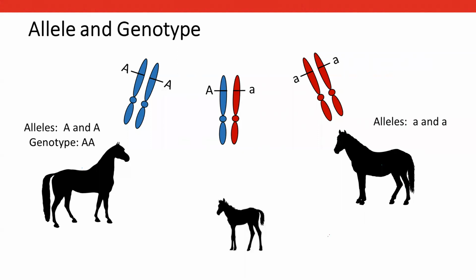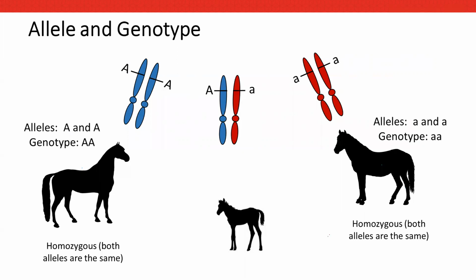She has a little a. So she has two little a's, and her genotype therefore is little a, little a. However, when you would mate these two horses and you have a foal, and because they have two copies of the same allele, we call those horses homozygous. So homo meaning the same, and zygous is referring to that allele state. So the stallion only has one type of allele, but he has two copies of it. They're the same. Same with the mare.